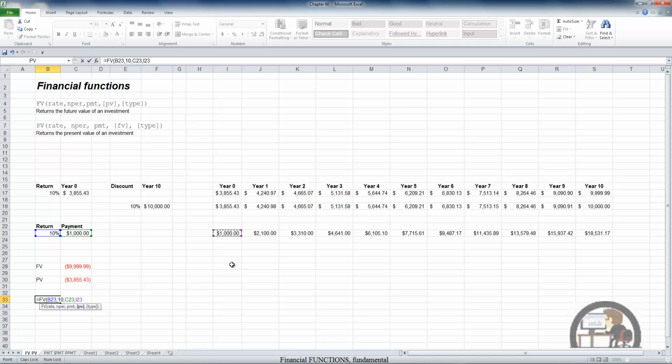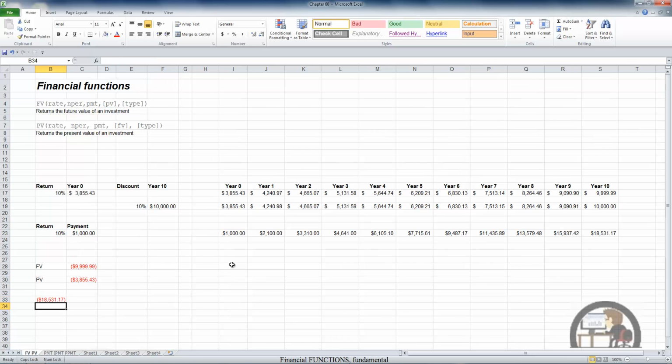And the way I set up these calculations is that the payment we're making happens at the end of the year, comma. So 0 is the value for that optional argument, enter, and I get the exact same value that I have in cell S23, where we begin with $1,000 in year 0.